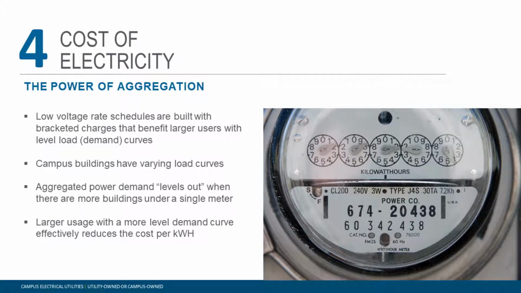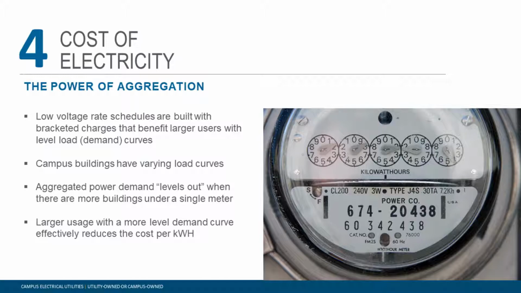Let's talk for a minute about the power of aggregation. Like most things, electricity when purchased in bulk becomes cheaper. So when you aggregate a lot of loads together, you can take advantage of some features in most rate schedules that will help you get a better cost on your energy. Low voltage rate schedules are built with bracketed charges that benefit larger users with level demand curves.